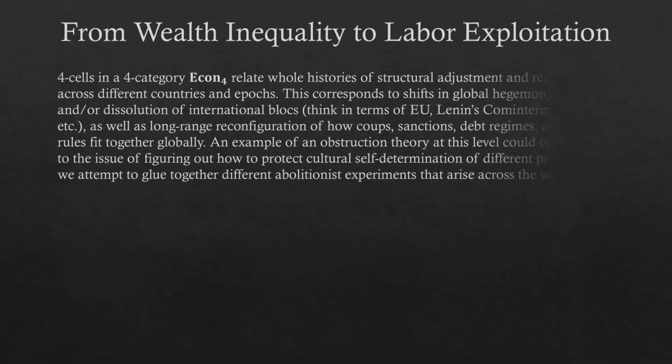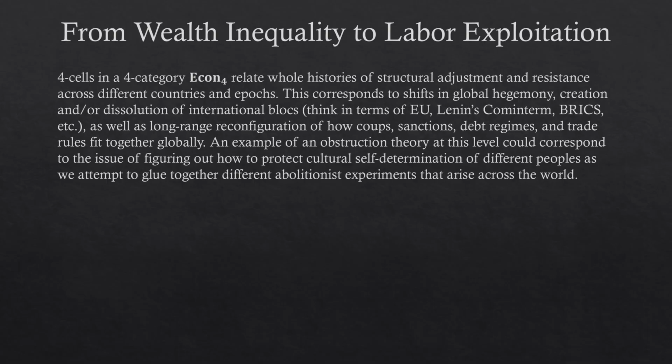4-cells in a 4-category that we shall denote Econ 4 relate whole histories of structural adjustments and resistance across different countries and epochs. This corresponds to shifts in global hegemony, creation and/or dissolution of international blocs, such as the European Union, Lenin's Comintern, the BRICS, etc., as well as long-range reconfiguration of how coups, sanctions, debt regimes, and trade rules fit together globally.